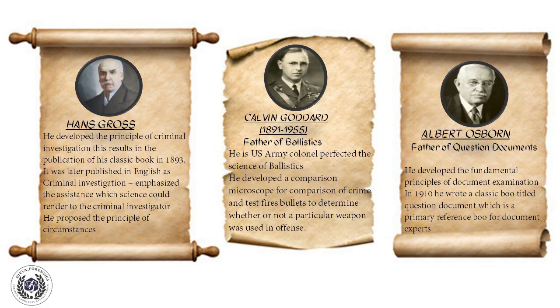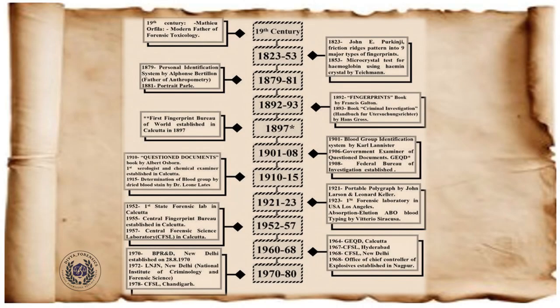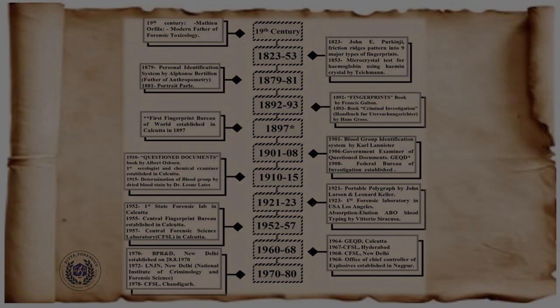Albert Osborn is the father of questioned document examination. He developed principles for examining handwriting, signatures, and documents used in court. This is the overall view of the history and development of forensic science from the 19th century to the 20th century.